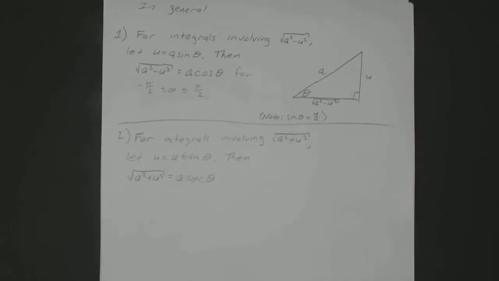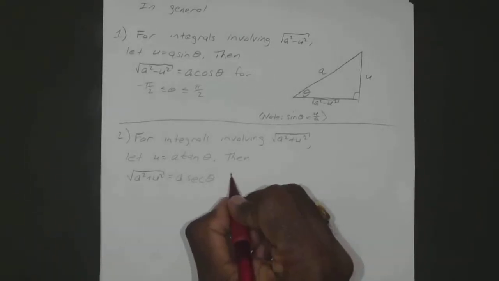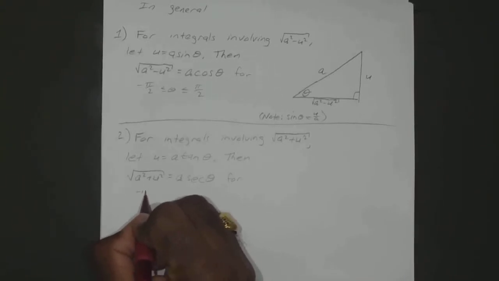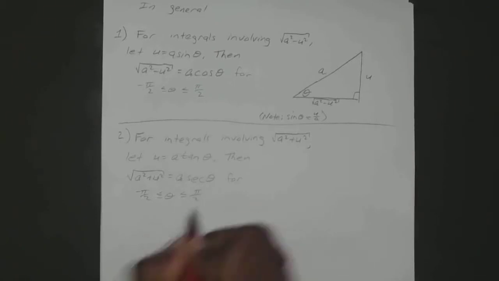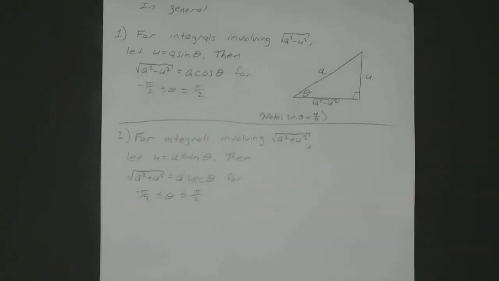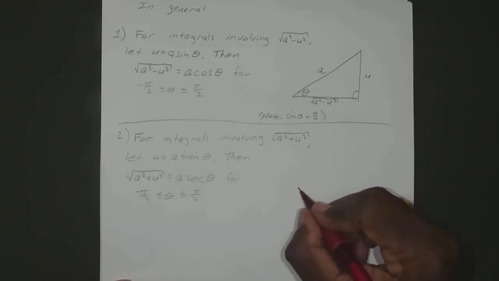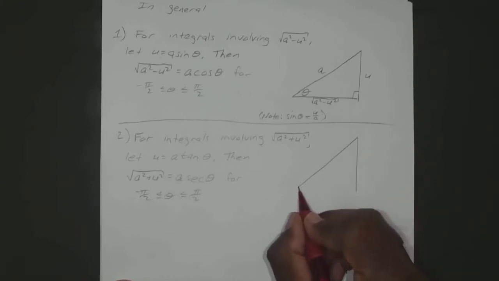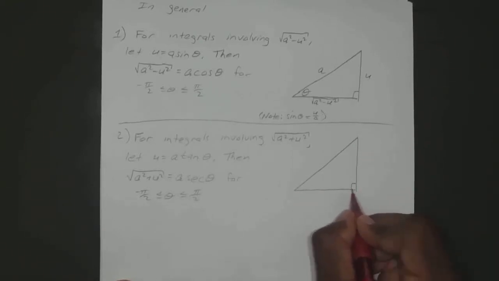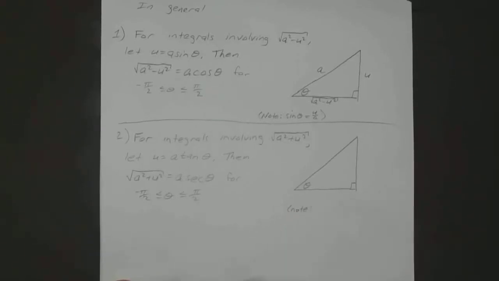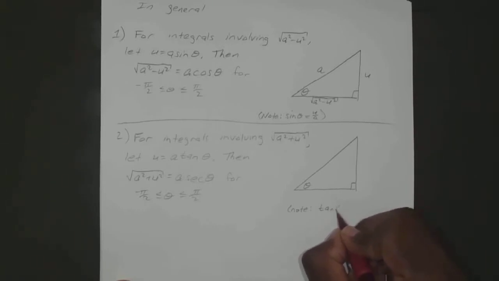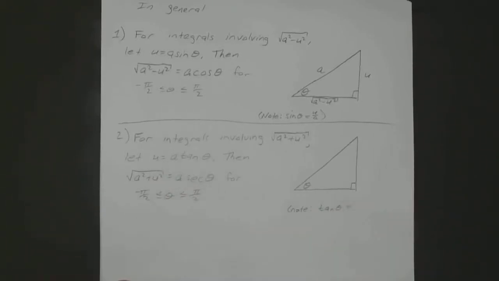Like I said, it's proven pretty much the same way the last one was, so that's why we're not going through it over and over. And that's for negative pi over 2 less than theta less than or equal to pi over 2. Once again, we're going to have that handy right triangle come into play. Let this be your theta. You want to note that tangent of theta is again u over a, if you divide both sides by a.